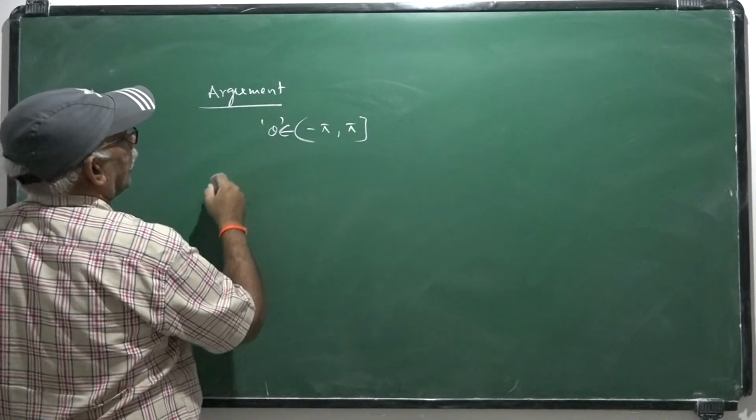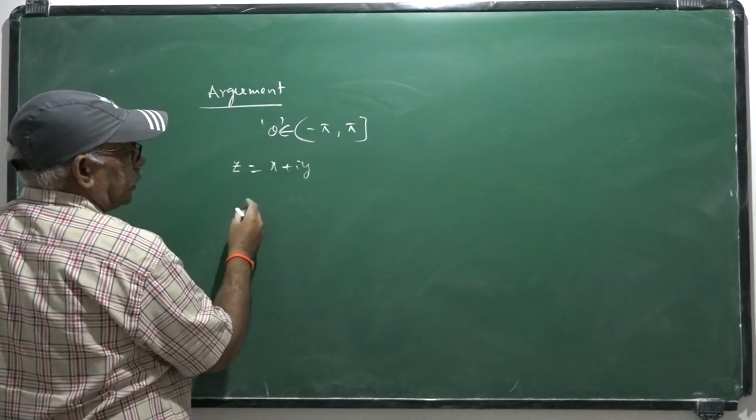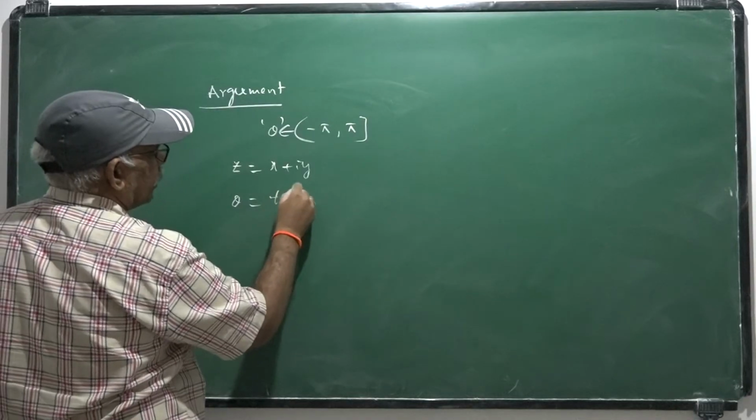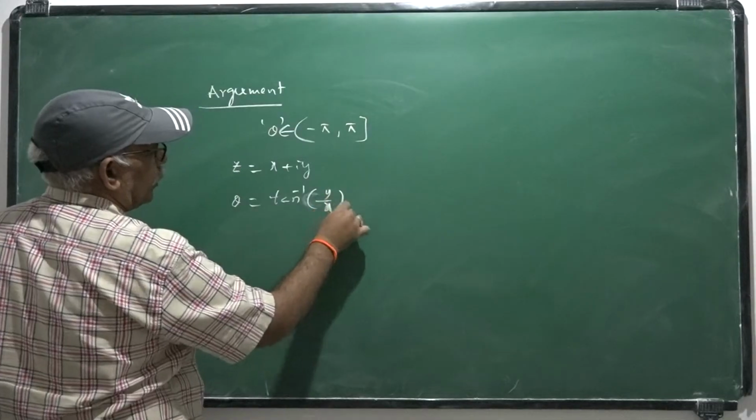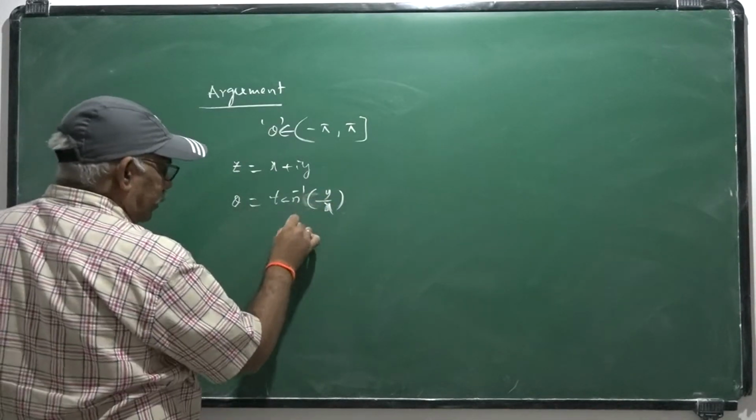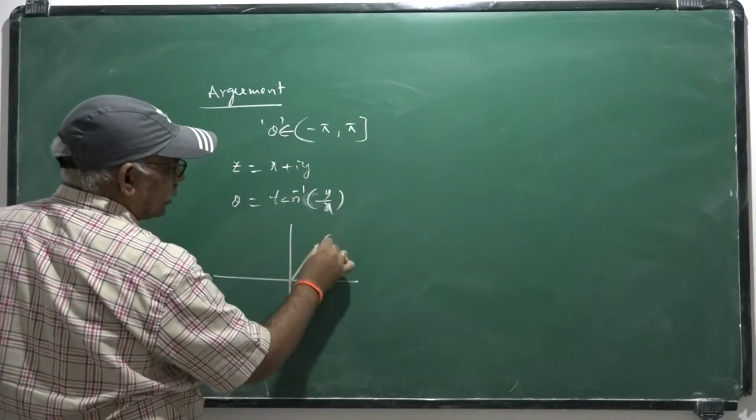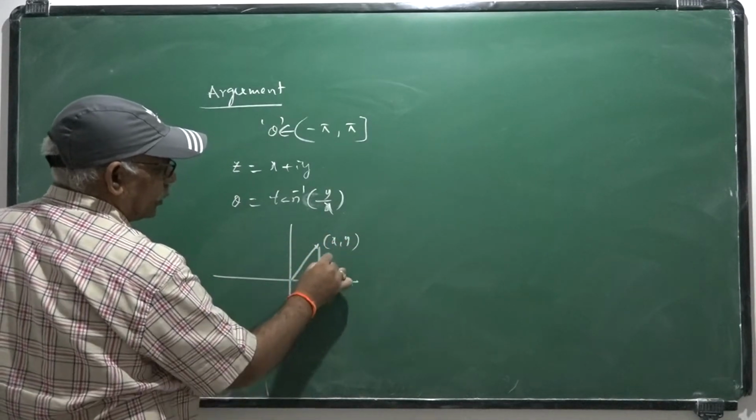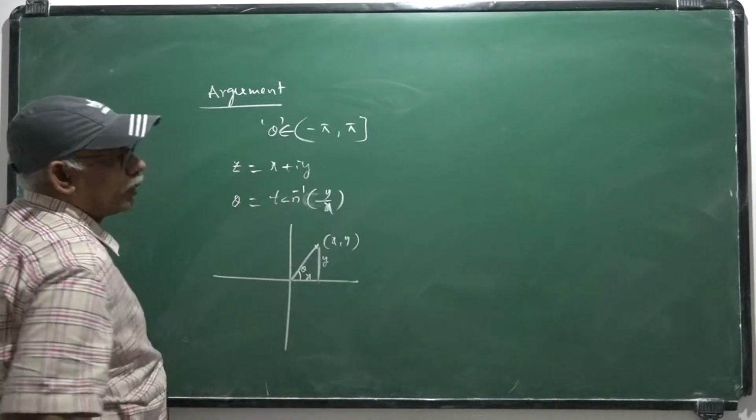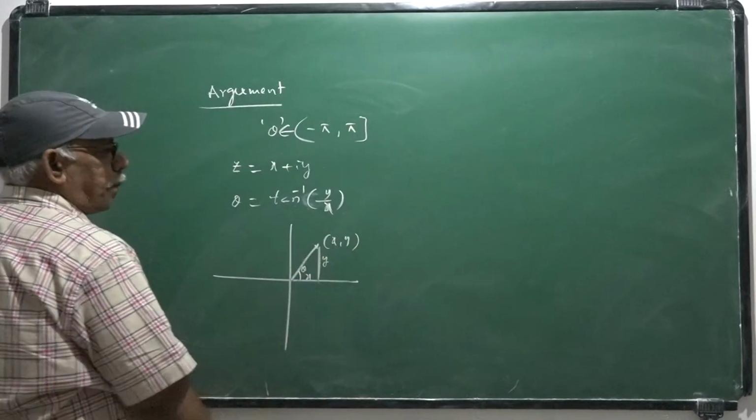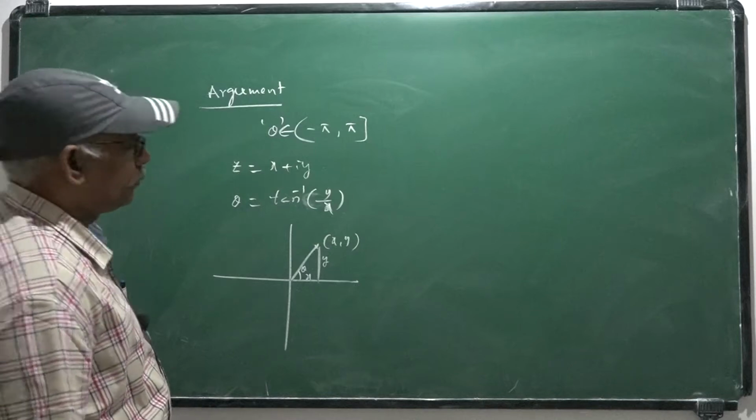If the complex number is x plus iy, then theta is tan inverse of y by x. Of course, if z lies in the first quadrant, this is y, this is x. This angle is known as the principal argument. That is called principal argument.